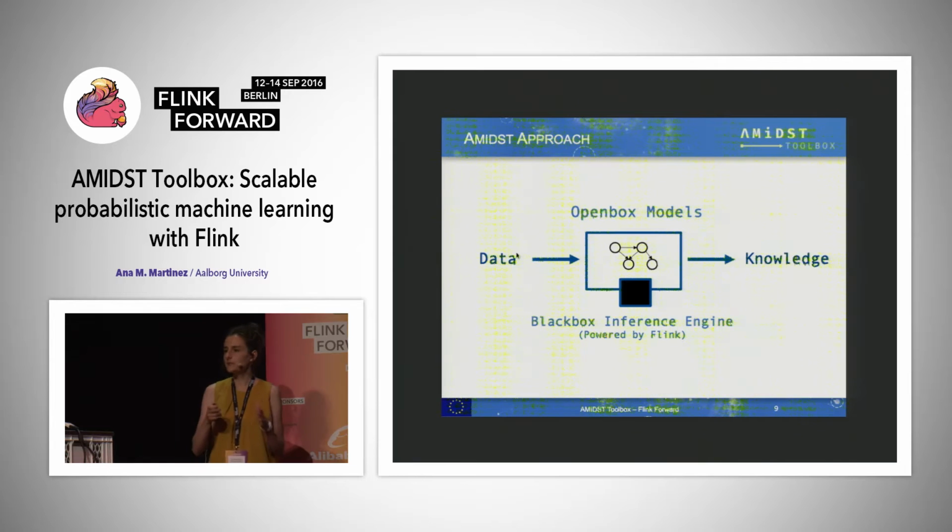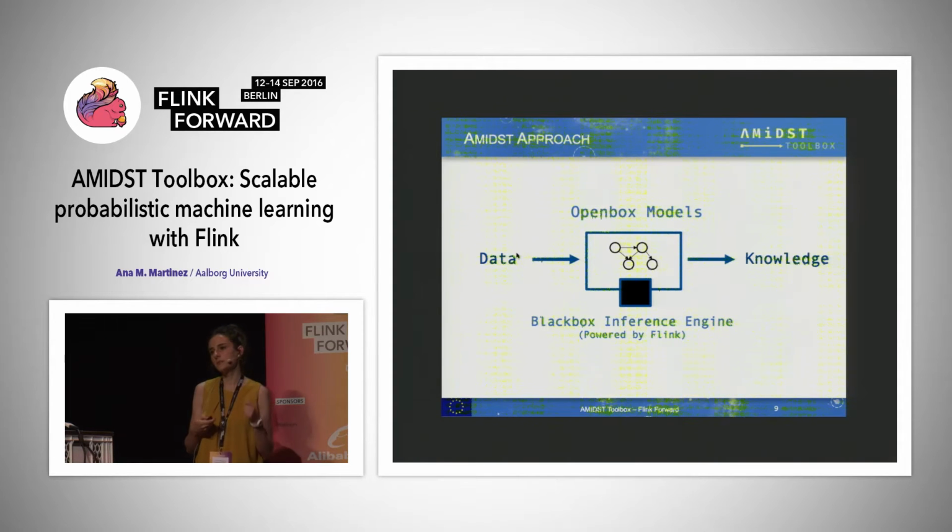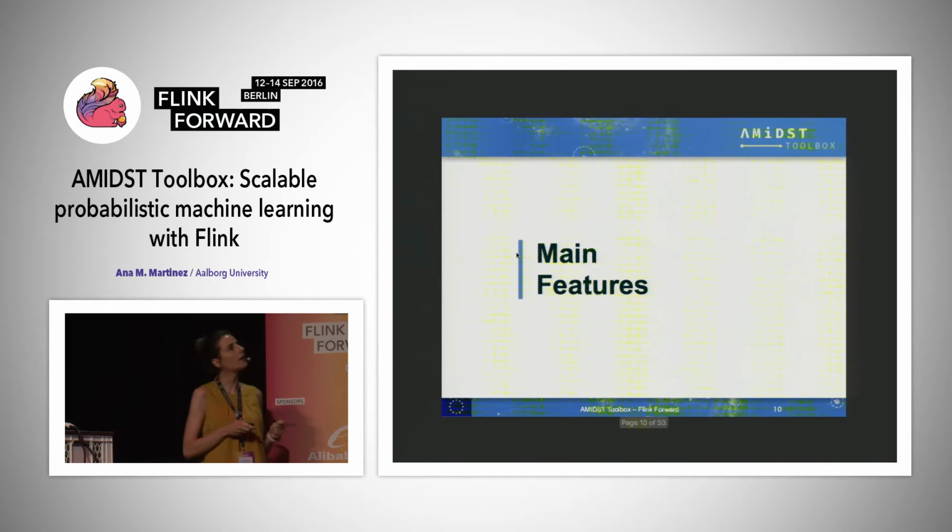From a more general perspective, what you have is an open box model. That's the probabilistic graphical model that you can customize. You have control over it. You can put in some links and incorporate expert knowledge. So let's say you have a lot of data, and regardless of the model you specify, there's going to be a black box inference engine that we provide, powered by Flink, that's going to learn this model, and then you can get some knowledge. I will get into what this knowledge is later on.